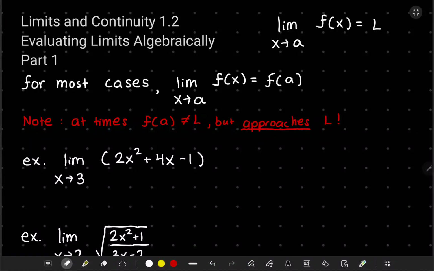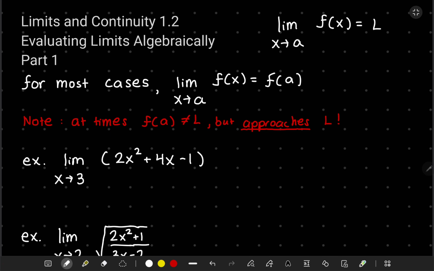Hi, this is the second video of our limits and continuity. We begin with just evaluating limits algebraically. Now, we discussed in the first video that the limit as x approaches a of f of x equals L. As we go through the different x values, as it gets closer and closer to a, it approaches this y value we call L.